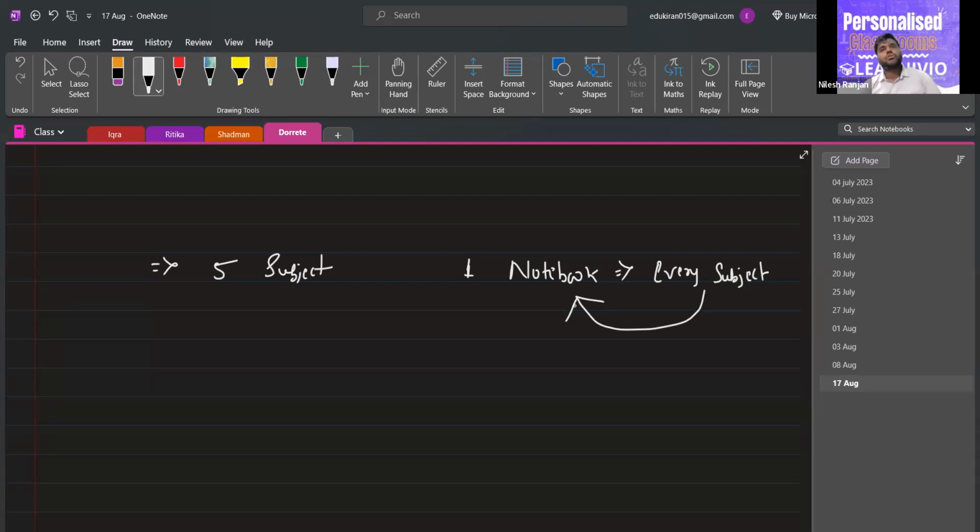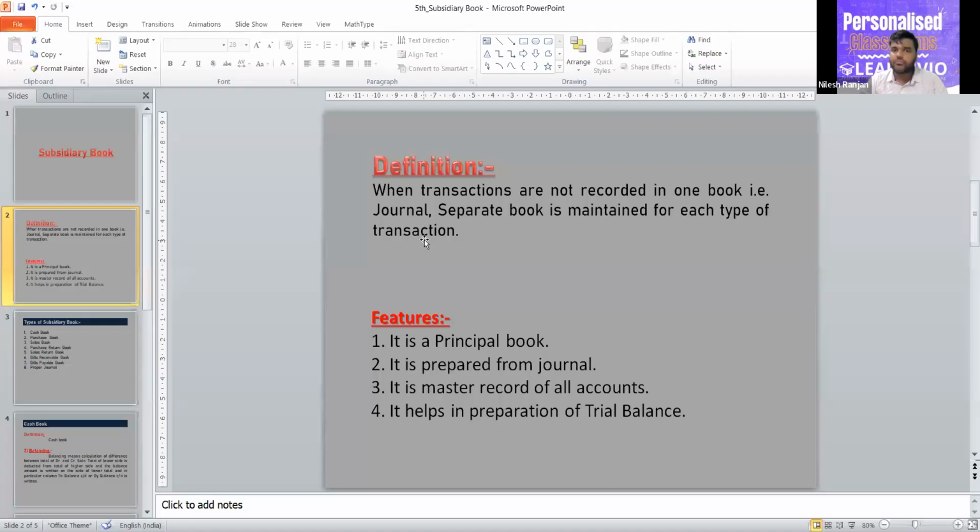That's why it is called a subsidiary book, or the second name of subsidiary book is subdivision of journal. Subdivision means we have divided the journal into different parts. So what is a subsidiary book? Subsidiary book means when transactions are not recorded in one book, that is the journal, but a separate book is maintained for each type of transaction, it is called a subsidiary book. Is this clear?